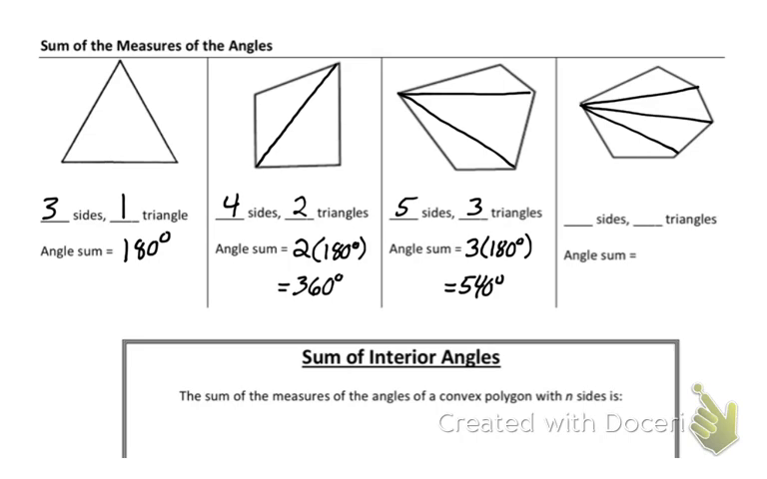Our final one, once again, if I draw from just one vertex, I'll have 1, 2, 3, 4 triangles. So I have 1, 2, 3, 4, 5, 6 sides. I have 4 triangles. And so that's going to be 4 times 180 degrees, which is going to be 720.